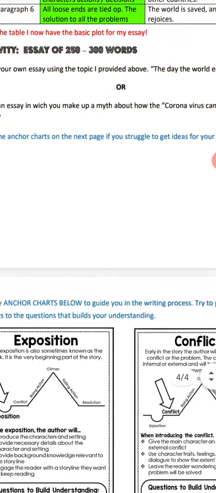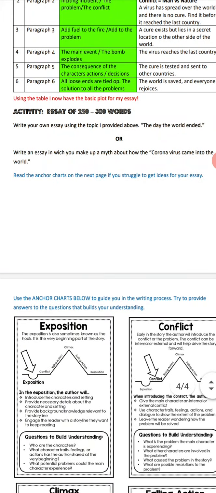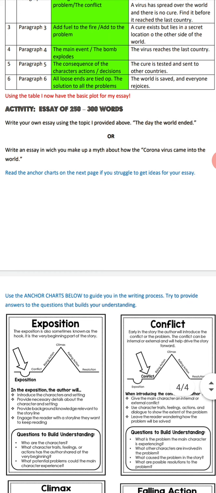Okay, now I am going to give you two topics. One is, the day the world ended, or you have to write an essay in which you make up a myth about how the coronavirus came into the world. Okay, so you have to develop that myth.